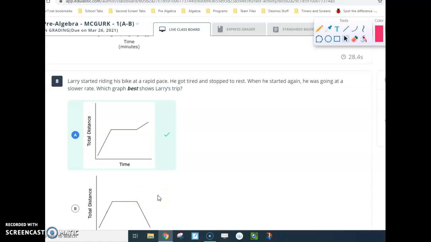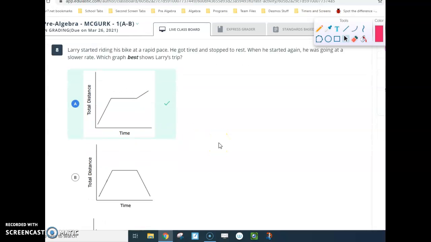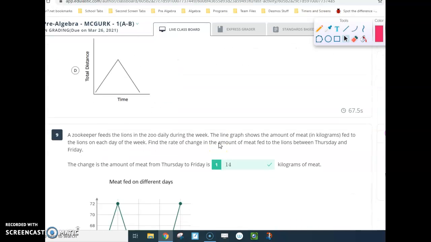Number 8, Larry started riding his bike at a rapid pace. He got tired and stopped to rest, and when he started again, he was going at a slower rate. So here's his rapid pace, because this is a very steep part of the graph. Here's his rest time, because his distance is not changing, and then you can see Larry is moving again, but this part of the graph is flatter than the first portion of the graph, which shows a slower rate. And so that is his best scenario describing what happened here.